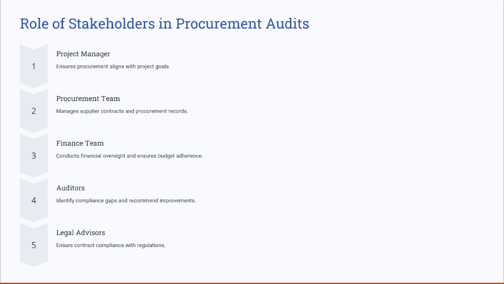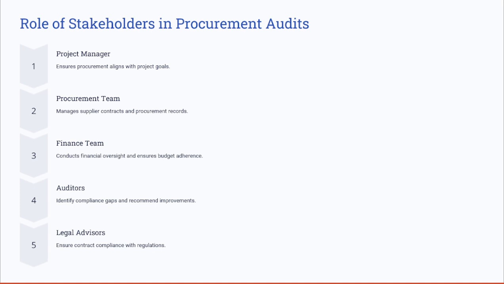The role of stakeholders in procurement audits. Effective procurement audits require collaboration among multiple stakeholders, including the project managers. The role of the project manager here is to ensure the procurement aligns with the project goals. We also have the procurement team. The procurement team can manage the suppliers, contracts, and reports. The finance team can conduct financial oversight on the vendors or suppliers, such as their financial history, and ensure budget adherence.